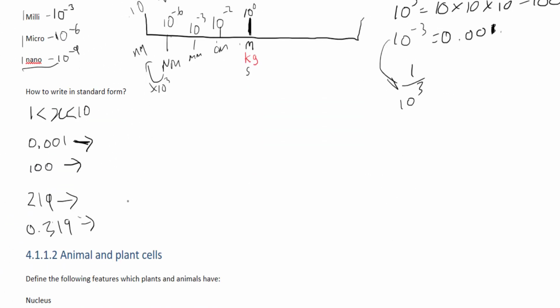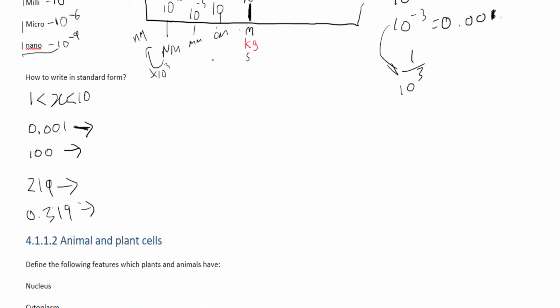Now it also asks you how to write in the standard form. So writing in the standard form, you're looking to write the number between 1 and 10. 10 is not included. Actually, 1 is included. So if you wanted to write 0.001, how would you write that?